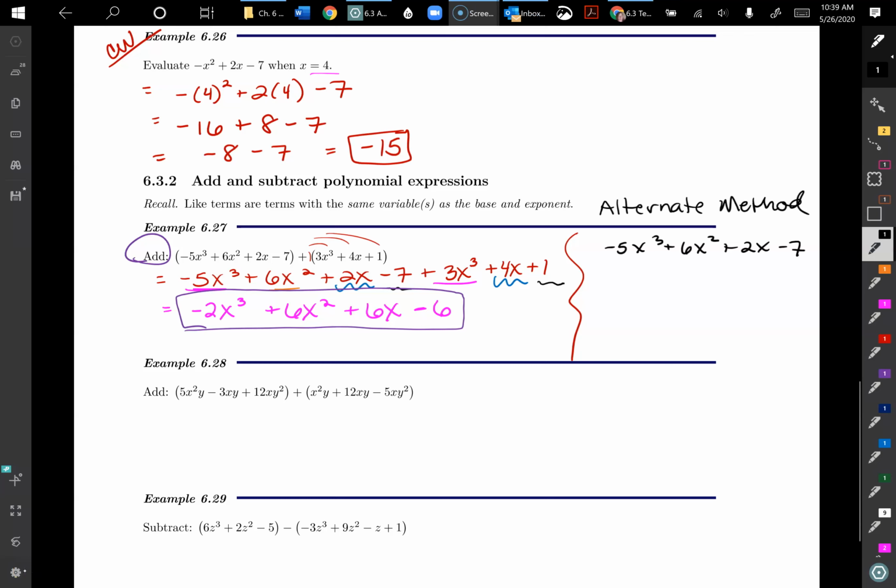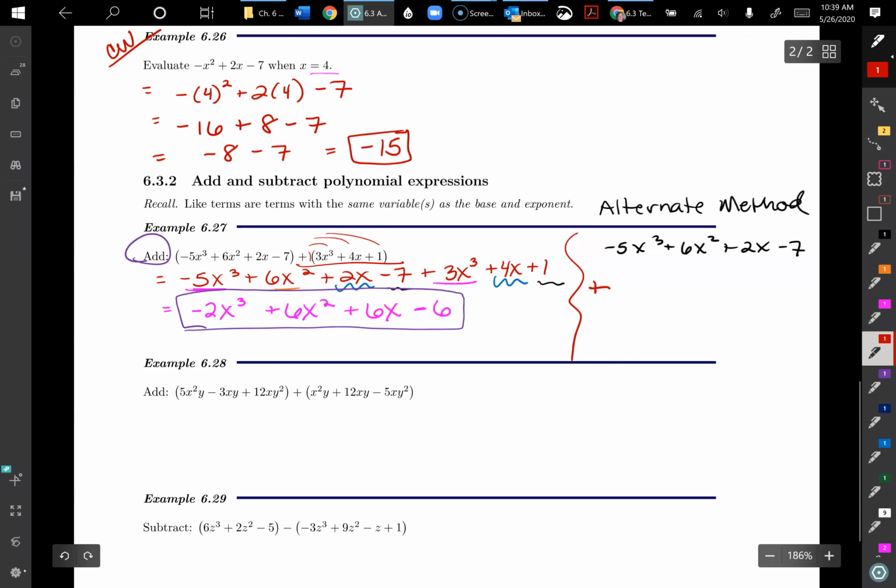And I'm going to show you another way to do this. I just rewrote that first expression right here. And then I could actually add that to the second expression.